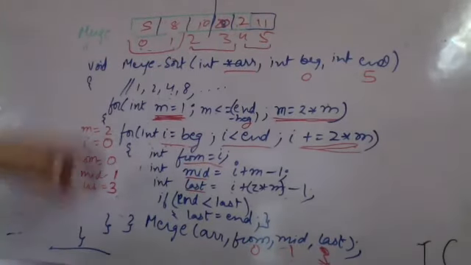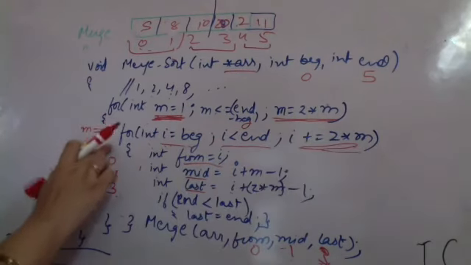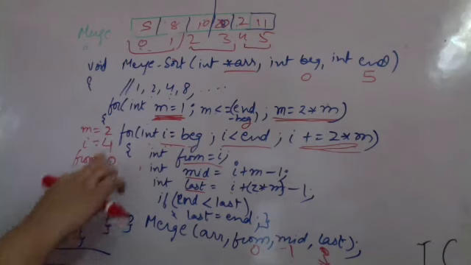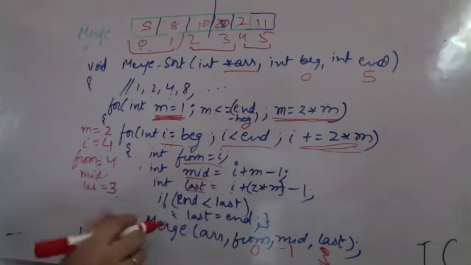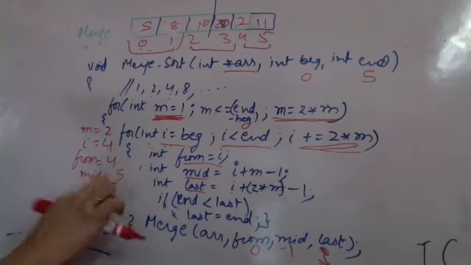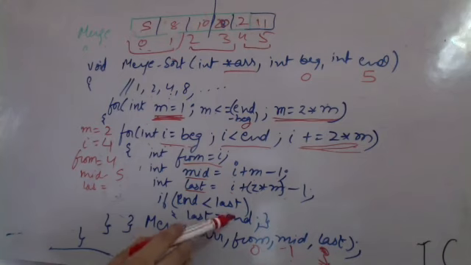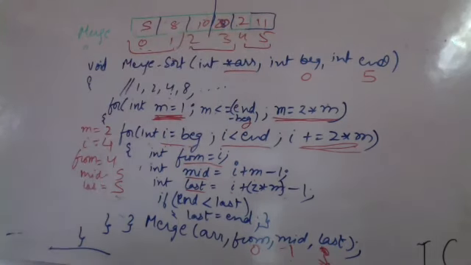With 4, 4, if there were another 4 with it, it would have merged. Now when the next call happens, I becomes 2 into m, it becomes 4, from becomes 4, mid becomes I plus m minus 1, so this is 4 plus 2 minus 1, this is 5, last becomes very high, bigger than end, so end is 5, last also becomes 5. So 4 to 5 is already sorted, we'll come back with the sorted array.